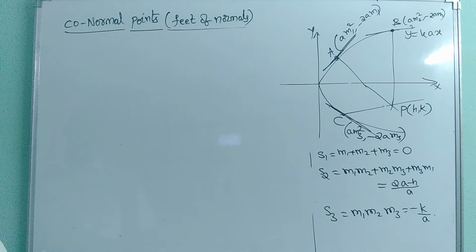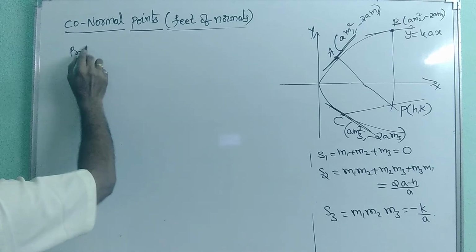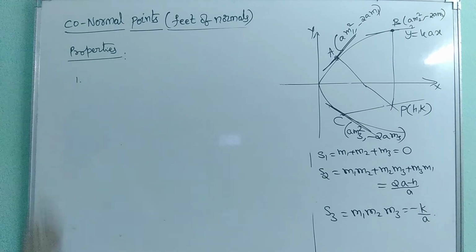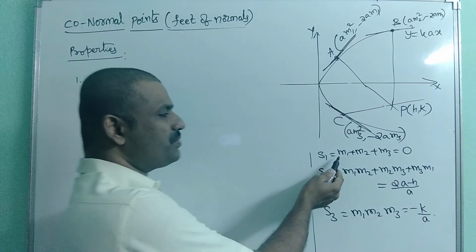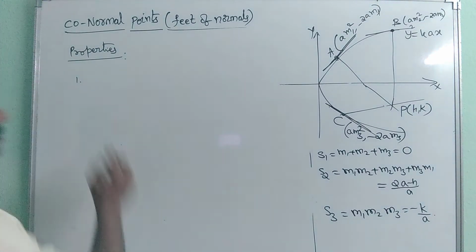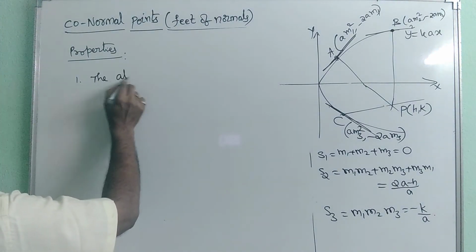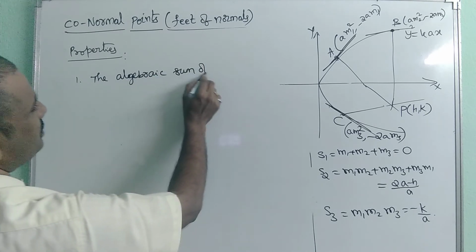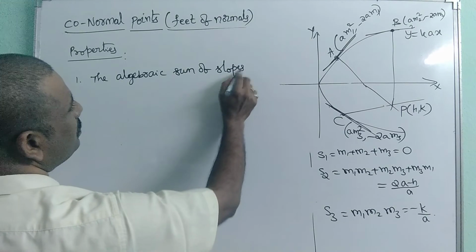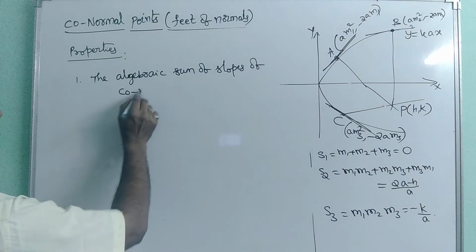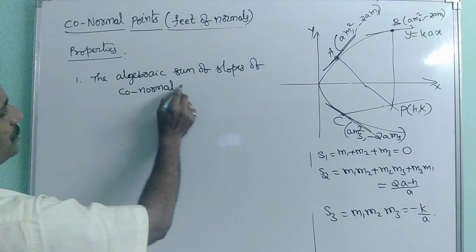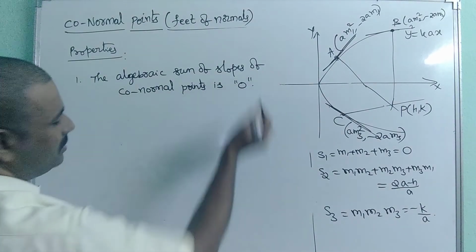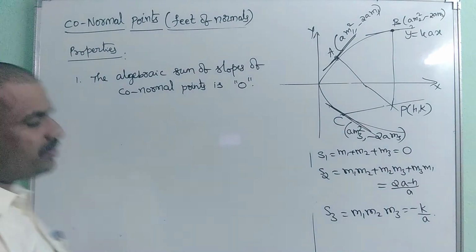See the properties of conormal points. The first one: what is the sum of the slopes? m1 plus m2 plus m3 is 0. That means the algebraic sum of slopes of conormal points is 0.